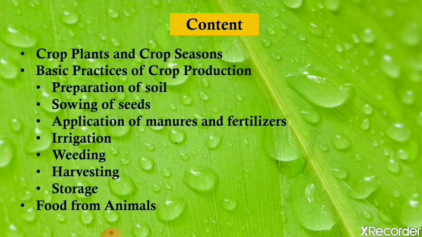First of all, in this chapter, we will study about crop plants and crop seasons. Then, we will study what are the basic practices of crop production, in which we will study some of the steps: preparation of soil, sowing of seeds, application of manures and fertilizers, irrigation, weeding, harvesting, and storage. And the last topic of this chapter is food from animals.